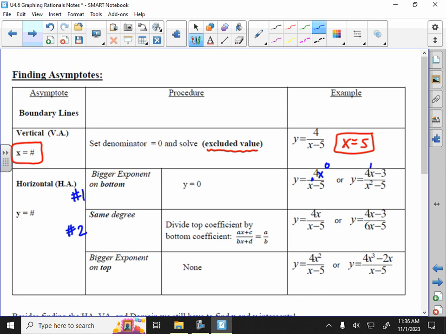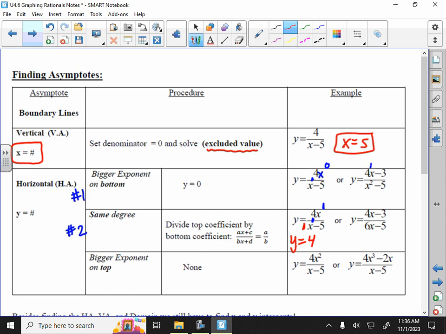And that's what happened on the previous problem at the very beginning with the graph. All right, so for example, y equals 4x over x minus 5. So the degree on top for 4x is 1, and the degree on the bottom, x minus 5, is also 1. And since they're the same degree, we take the coefficients in front. So that's 4 over 1. That's a 1 in front of the x. So this would be y equals 4 over 1, which is 4.